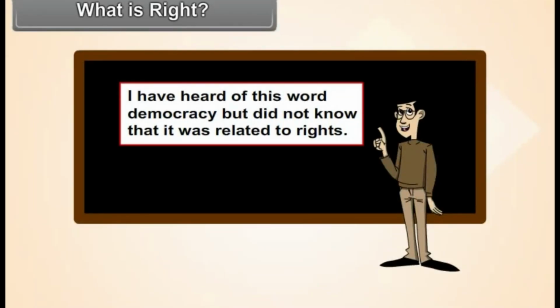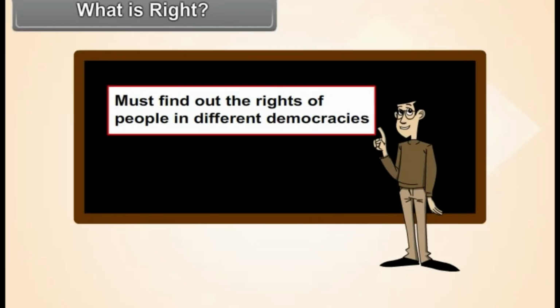I had heard of this word democracy, but did not know that it was related to rights. Must find out the rights of people in different democracies.